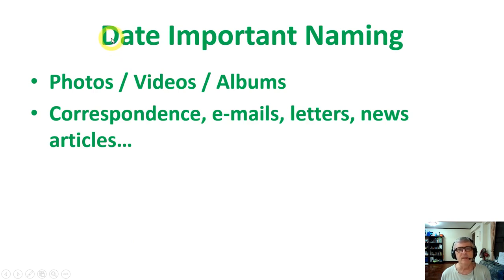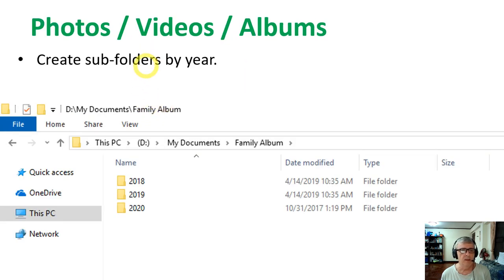Now the next thing is probably the most interesting: date-important naming. These include things like photos, videos, albums, correspondence, emails, letters, news articles, anything like that that you keep. The date is the primary thing that's interesting about this object. So let's jump into it.